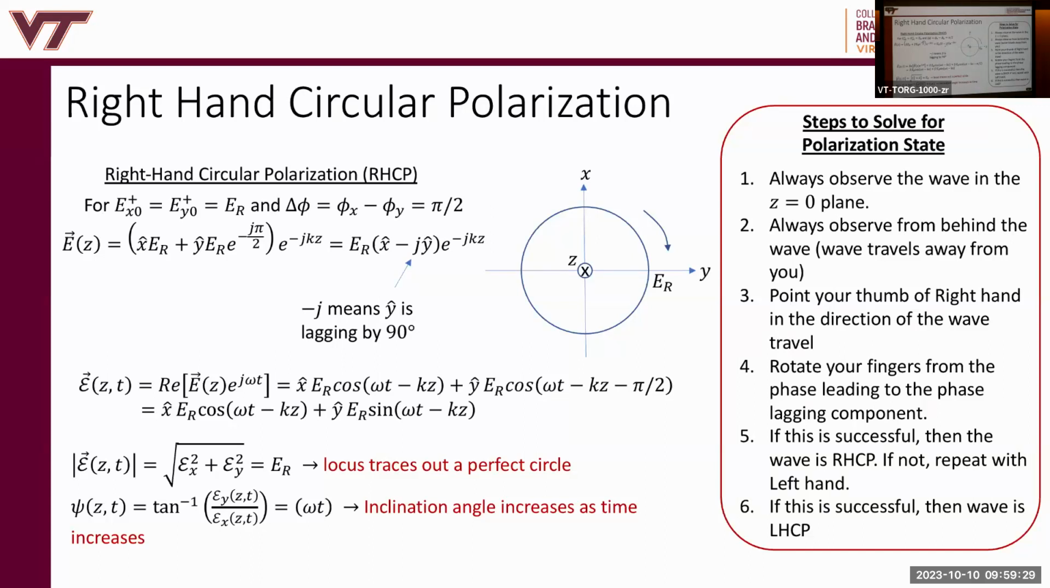So here are the rules. Always observe the wave in the z equal to 0 plane. Always observe from behind the wave. Point your thumb of the right hand in the direction of travel. Rotate your fingers from the phase leading to the phase lagging component. The hardest part of that is figuring out which component is leading and which is lagging. And then if it's your right hand and this is successful, it's RHCP. If not, repeat with the left hand. If this is successful, then it's an LHCP wave.